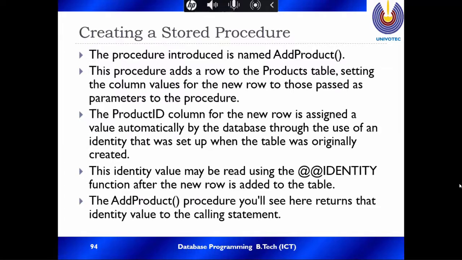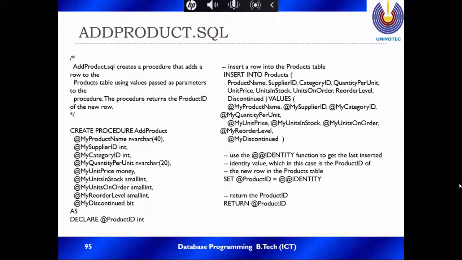In the add product procedure, you will see here we return that identity value to the calling statement. Then we can call the identity function for that statement to get the next value. Now this is the stored procedure, add product. First we want to create the procedure: this is the procedure name, create procedure add product.